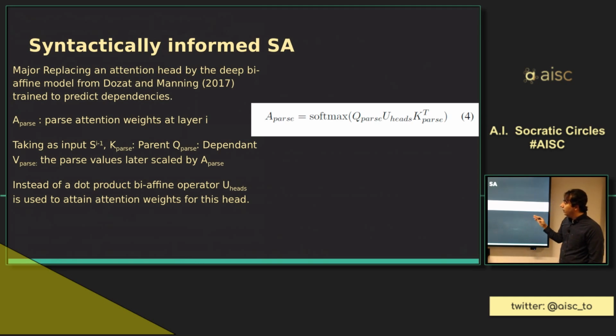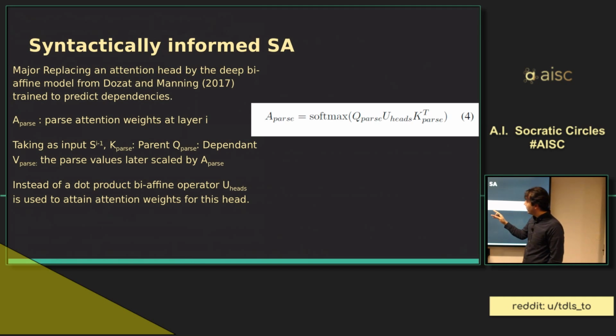K of parse, parent Q of parse, K of parse, denoting the parent. This is very important, so I'm going to repeat myself. And Q of parse, the dependent.